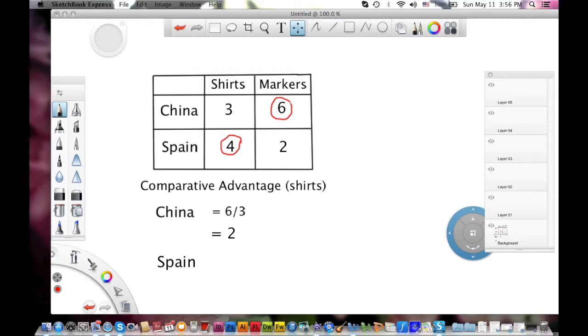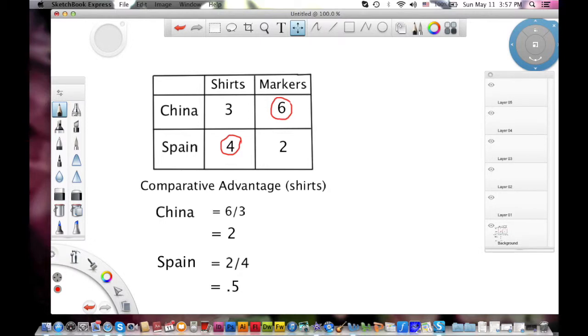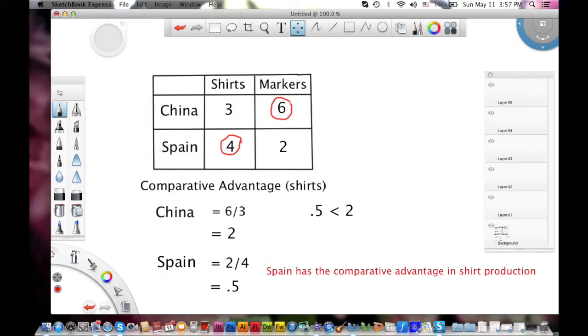We're going to repeat the same process for Spain to determine the opportunity cost. In this case, you would divide 2 by 4. This would mean that the opportunity cost for Spain is 0.5, which is less than China's opportunity cost of 2. Therefore, Spain has a comparative advantage in shirt production.